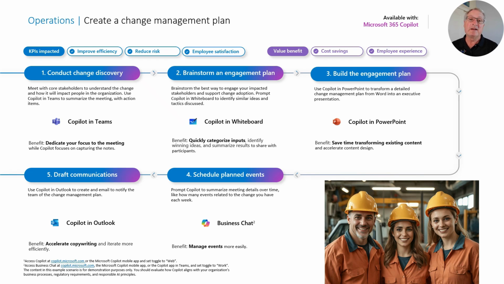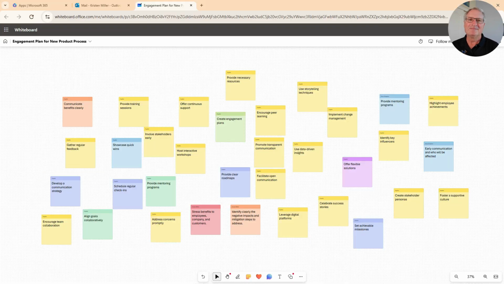Next, let's take a look at how the operations team can use Whiteboard and Copilot to help organize their ideas. The operations team has been using Whiteboard to collect a number of ideas about this project and what it means from a change management plan standpoint. We've got all these different ideas. They've been suggested by different people about different items. We can use Copilot to help categorize this and organize this information. So let's go ahead and do that.